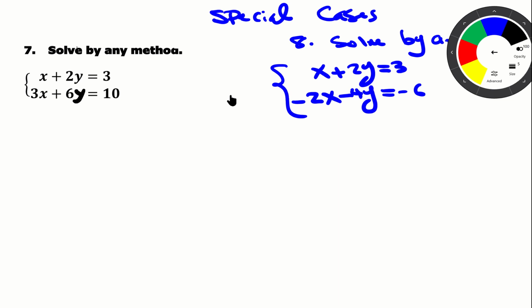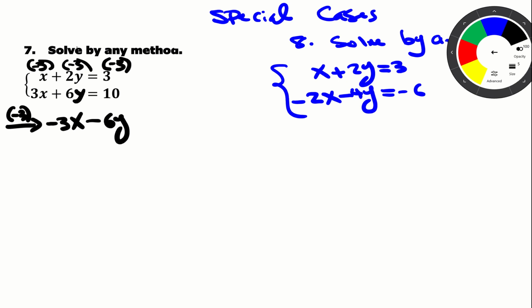So if we go ahead and try to solve this by elimination, it's very easy to multiply the top equation by negative 3. So that's what we'll do. We'll multiply that equation by negative 3. We end up with, and don't forget to multiply each term by negative 3, negative 3x minus 6y equals negative 9.